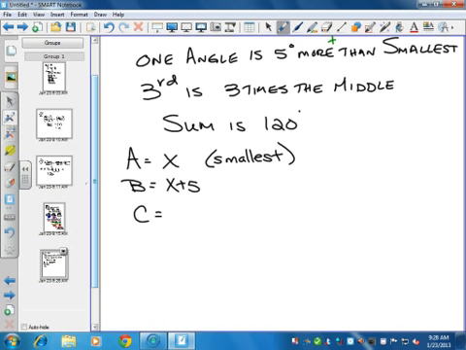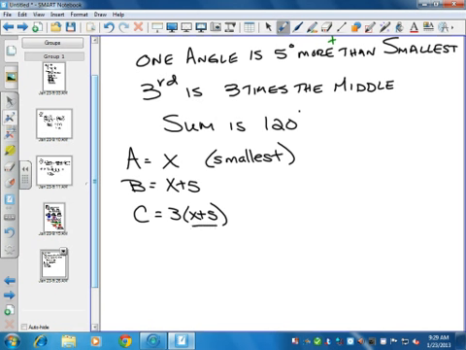Now, the third angle, angle C, is 3 times the middle-sized angle. We already said this one is small, so the middle one has to be the X plus 5. If it's 3 times that amount, it's 3 times the entire size, so you're going to have to use parentheses around that, because it's 3 times the middle-sized angle, which is X plus 5.